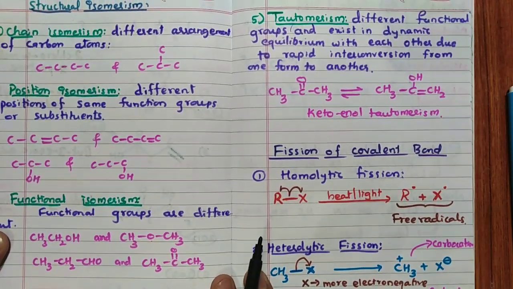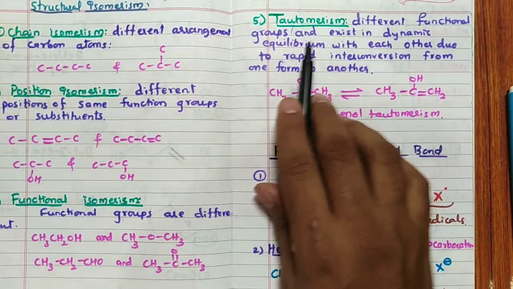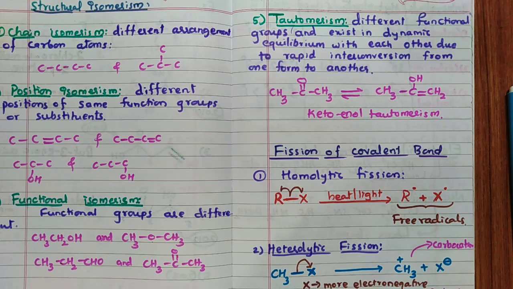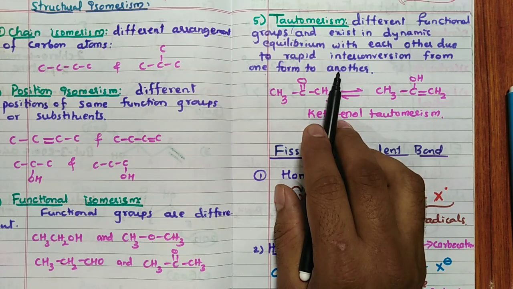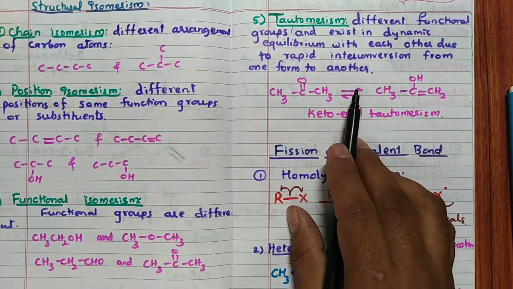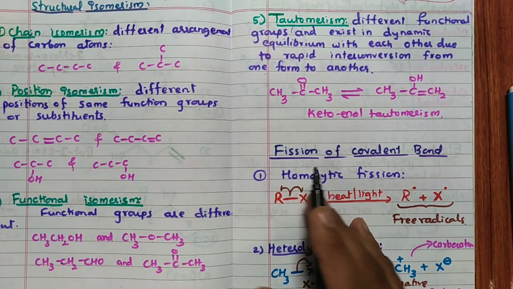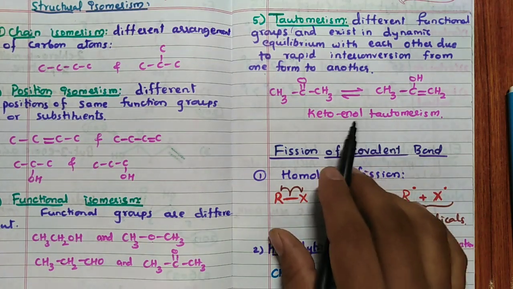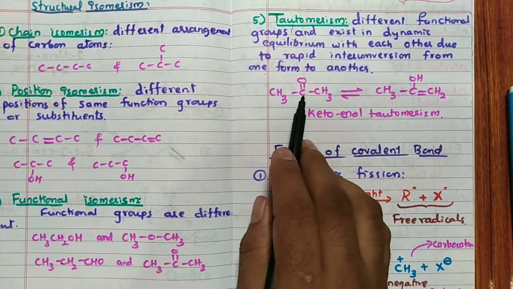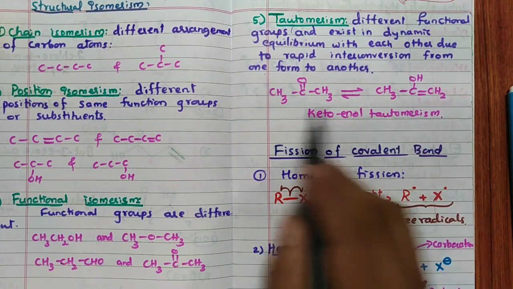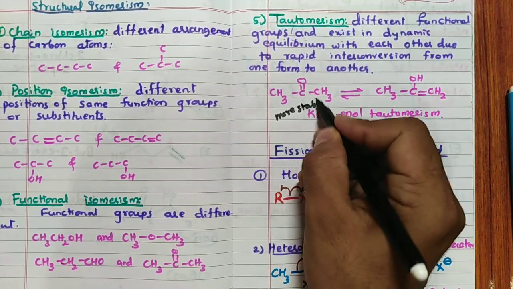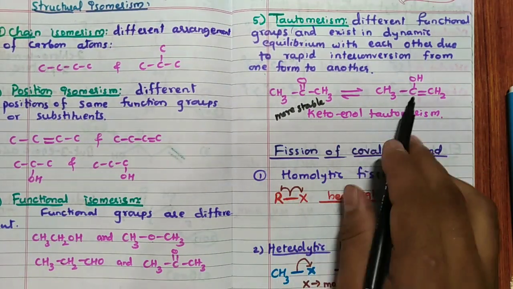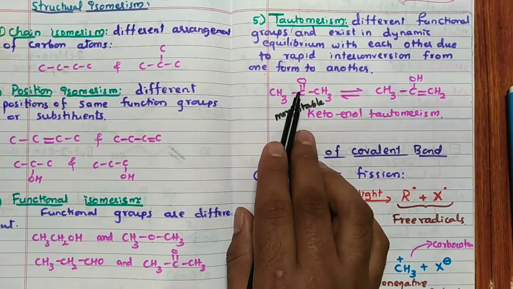Tautomerism is nothing but different functional groups existing in dynamic equilibrium with each other due to rapid interconversion from one form to another. So different functional groups will be present, but in dynamic equilibrium. Generally, keto-enol tautomerism is a very famous one. Here you can see acetone and its enol form. Remember, the more stable one is the keto form, and the enol is less stable. So this is called keto-enol tautomerism. Here is a double bond.